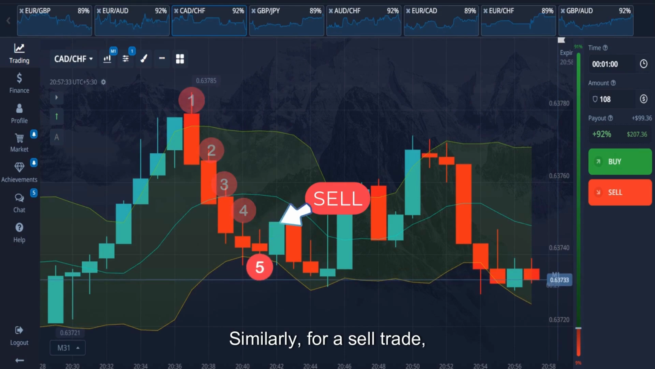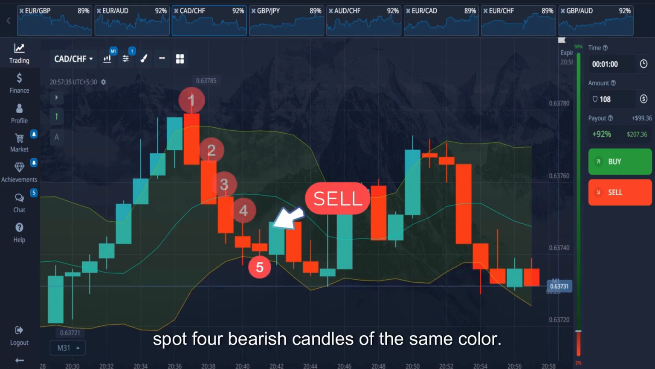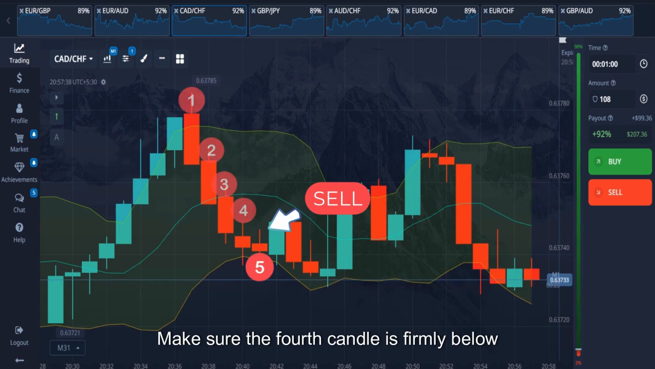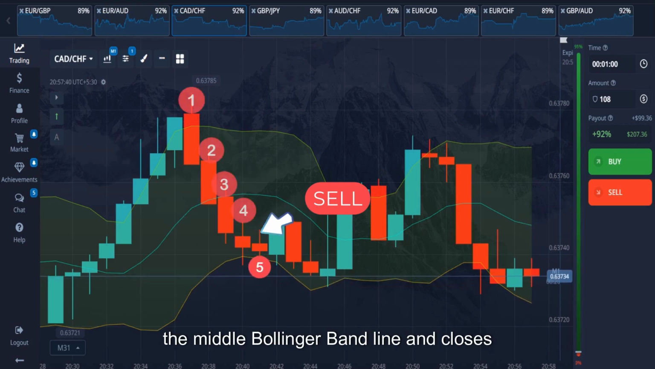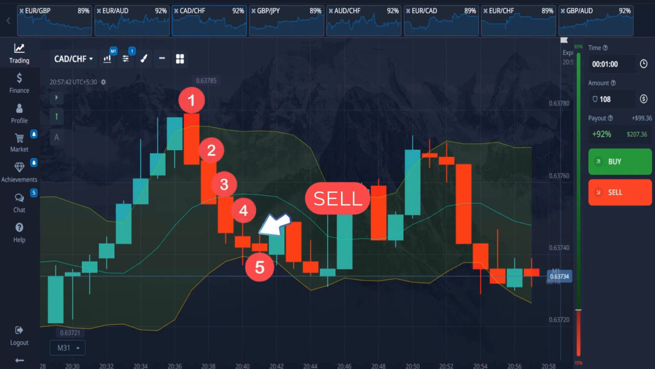Similarly, for a sell trade, spot 4 bearish candles of the same color. Make sure the 4th candle is firmly below the middle Bollinger Band line and closes below it. Take a trend-following sell trade on the 5th candle.